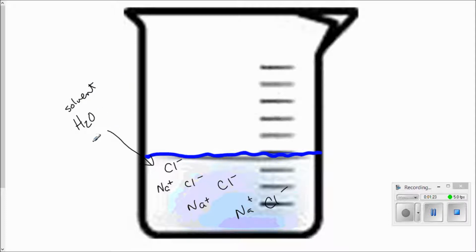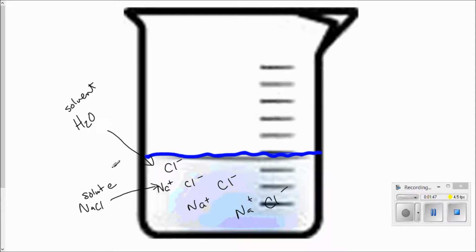Now, normally our solvents are going to be liquid. Sometimes they're gases, and even rarer they're going to be solids. But most of the time we're going to say our solvent is going to be water. We call water the universal solvent. So what's the solute in this situation? Well, it's actually the salt. The NaCl is the solute because it's in the least quantity, okay?